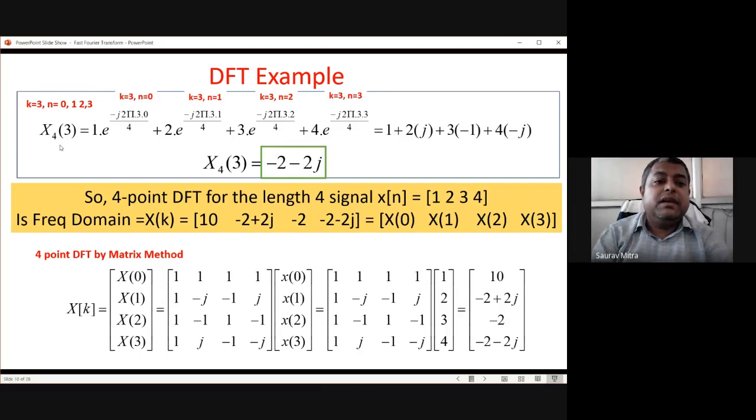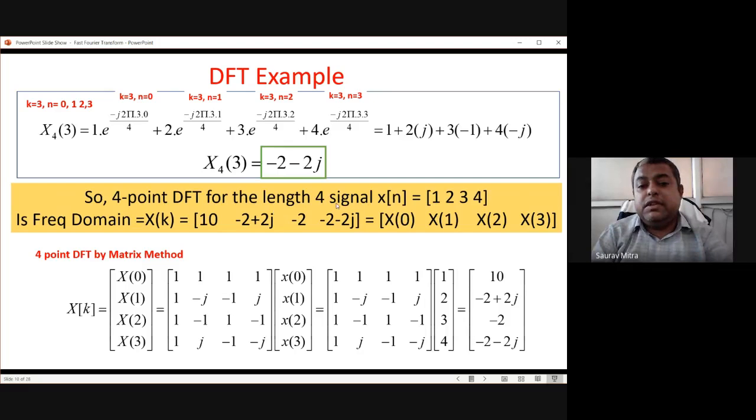And in the same way, how to find x3? In that case, k will be equal to 3. So in this case, k is equal to 3, n is equal to 0 to 3. You are finding this, then accordingly you'll be finding j minus j and this. So you are going to get x3 as minus 2 minus 2j.